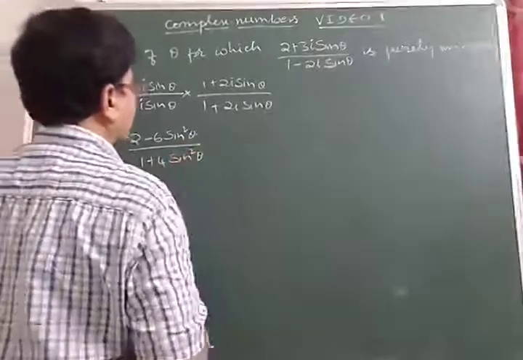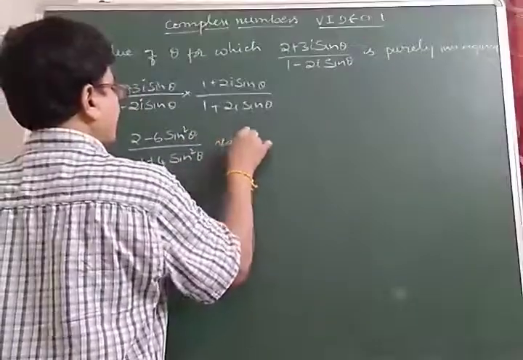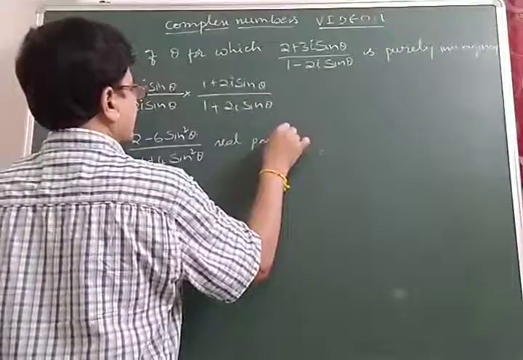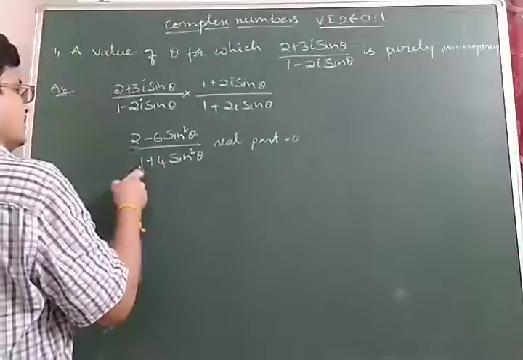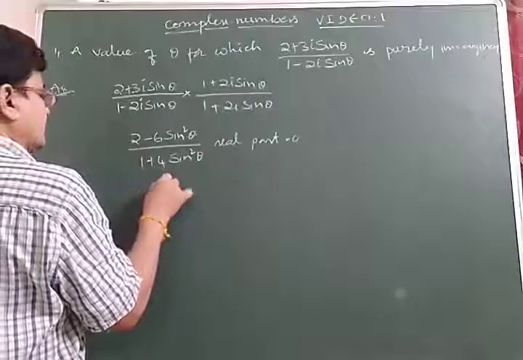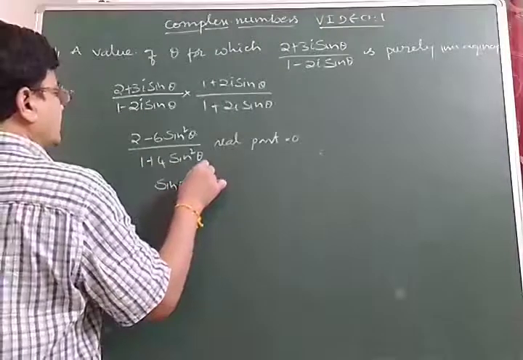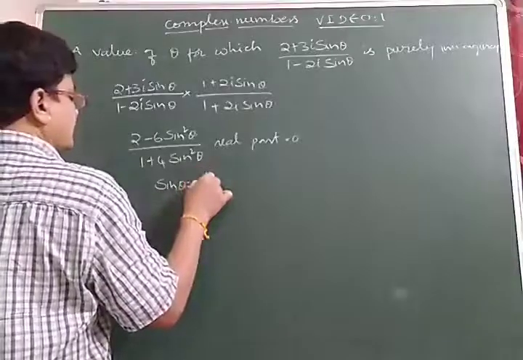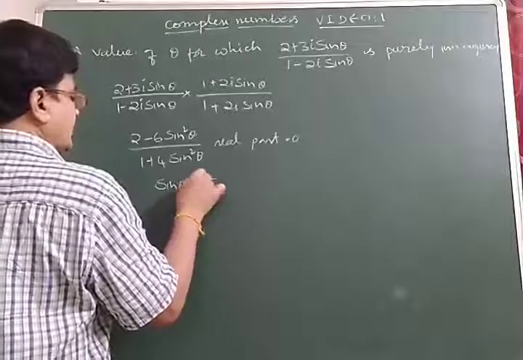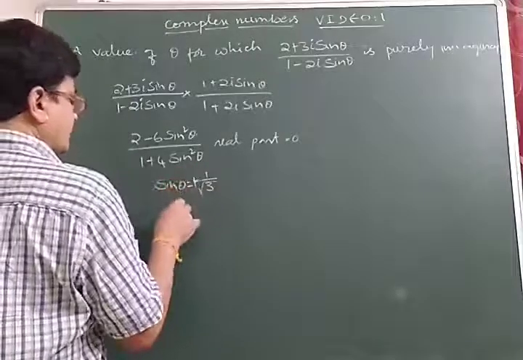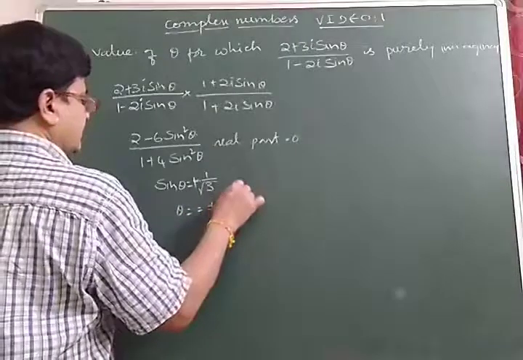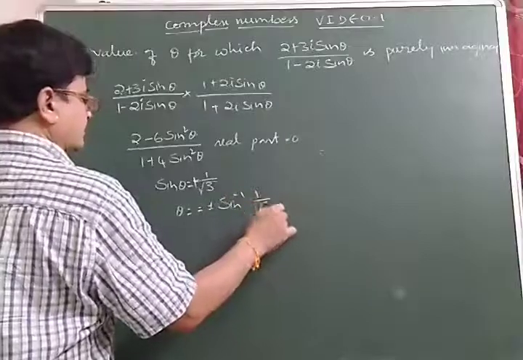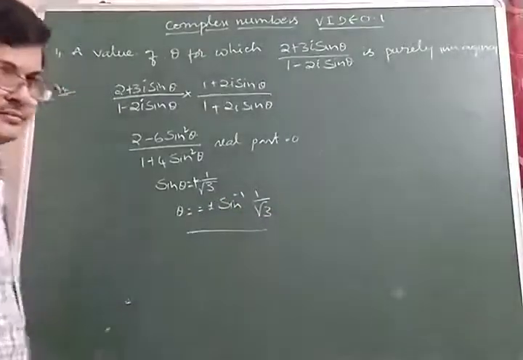It is the real part. The real part should be 0, then only it will be imaginary. So sin theta is equal to plus or minus 1 by root 3. Theta is equal to plus or minus sin inverse of 1 by root 3 is the answer.